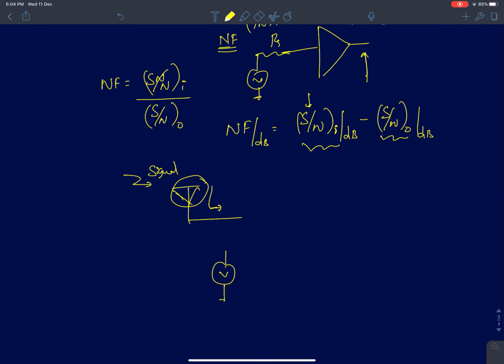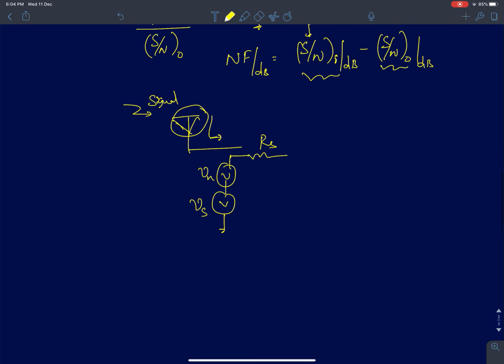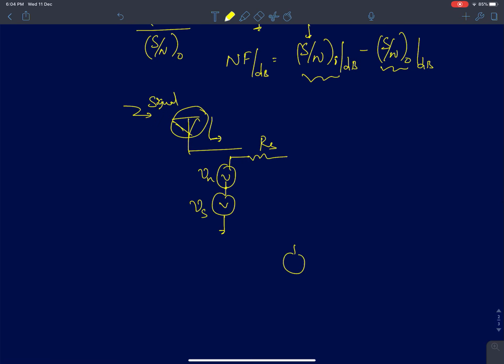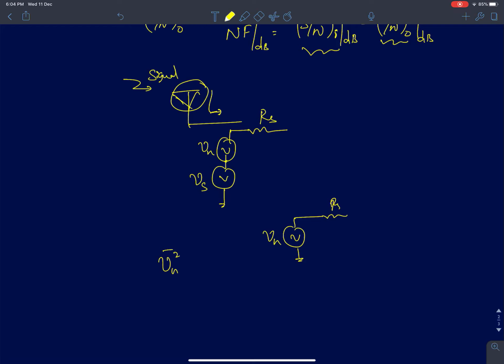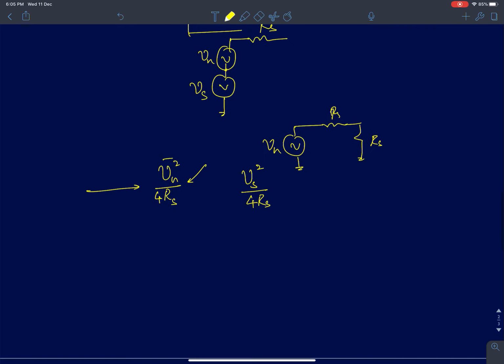So for example, this is Vs, the signal, and we also have noise in series with it connected to a source resistance. If I apply the principle of superposition, I can find the power delivered by Vn. That's going to be Vn square upon 4Rs. That's the maximum power that can be delivered to a matched load. Okay, this is the maximum power you can deliver. Similarly, for the signal, it's going to be Vs square by 4Rs. Now we will talk about this term, Vn square by 4Rs.